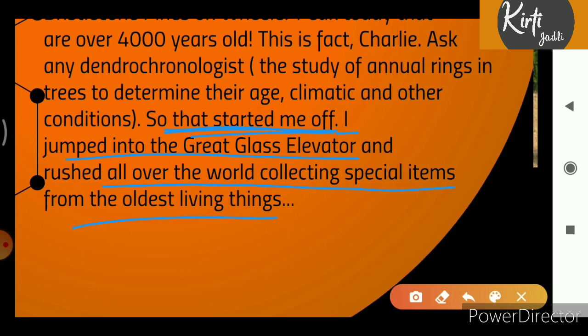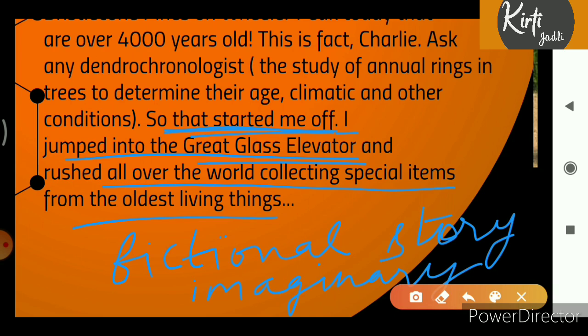So, as I've told you before, elevator is a lift. If you must have gone to a mall, you must have seen, if you have to go from one floor to another, you use a lift. So, the idea of this tree gave him many other ideas, and he gets on his great glass elevator. And this is not an ordinary elevator which takes you from one floor to another, but this is a special magical elevator which can carry you around the world. Of course, this story is a fictional one. It's not a real story. So, fictional story is a story that is not real, which is imaginary.